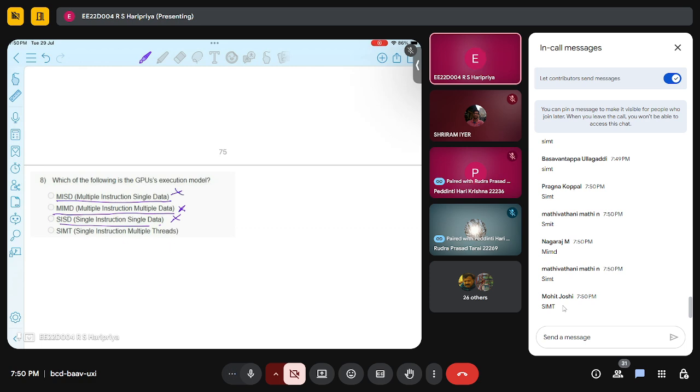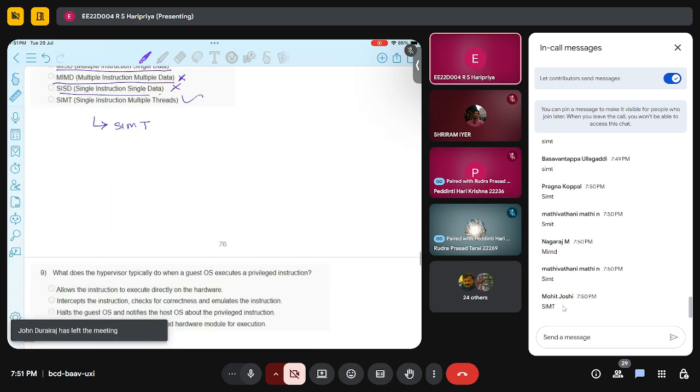Then SIMT, single instruction, multiple threads, that is a single instruction issued to multiple threads simultaneously. So this is used in the GPU. Each thread executes the same instruction simultaneously but operates on different data. So this allows efficient parallelism for graphics rendering or video processing. Next question.